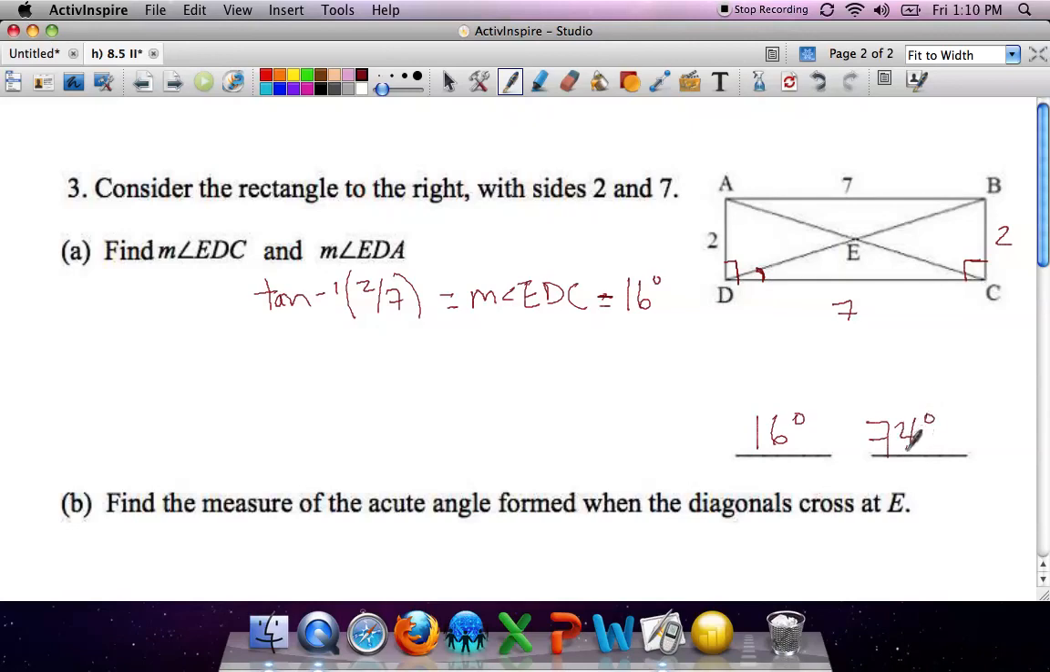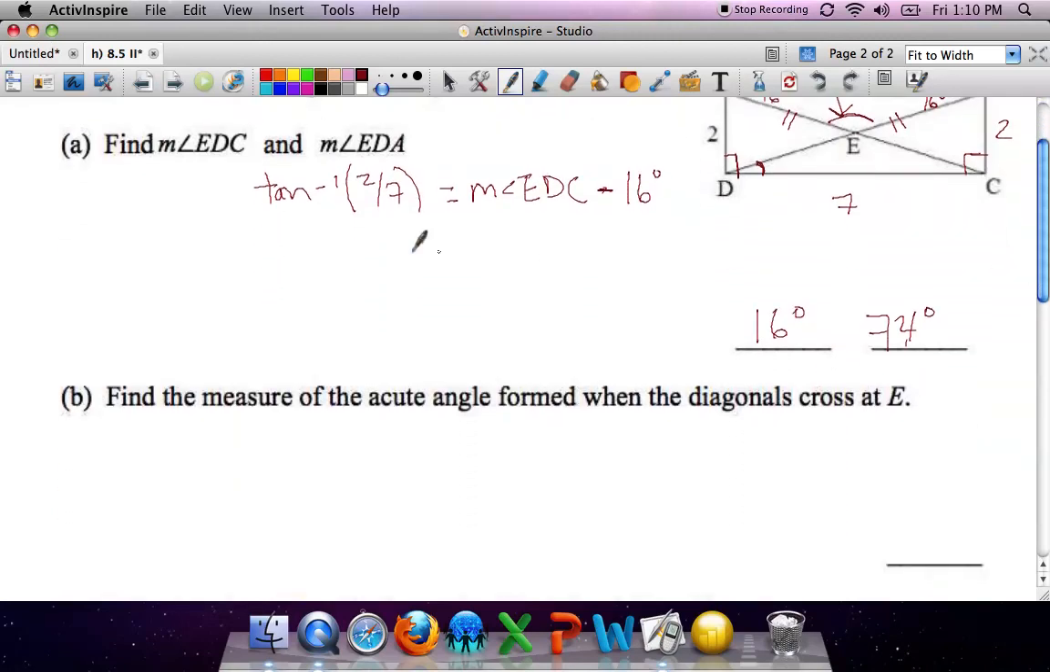Just another question. What would be the measure of this angle here? I'm going to call it AEB, right here. Angle AEB. Well, we know that this is 16 degrees. We know this is 16, alternate interior angles. And do you remember the property of a rectangle, that the diagonals are congruent? Actually, the diagonals are congruent, which means the pieces of the diagonals are congruent. So these would all be isosceles triangles. If this is 16, this is 16. And you could find the leftover here by doing 16 plus 16 and subtracting that from 180.